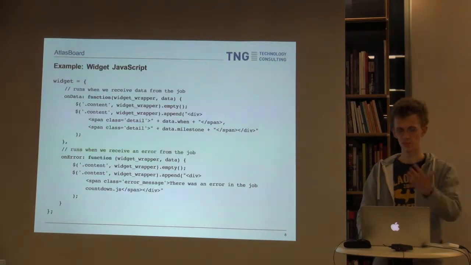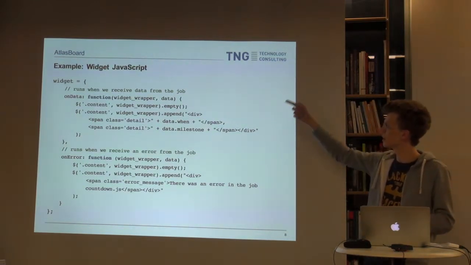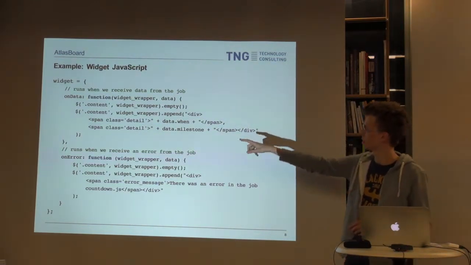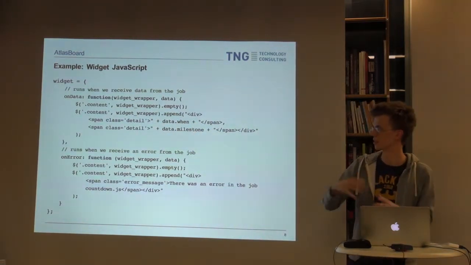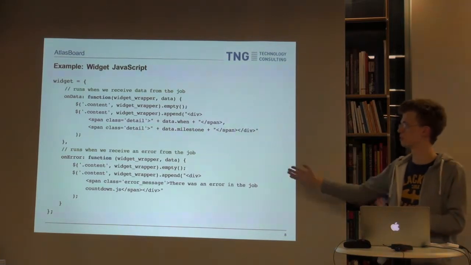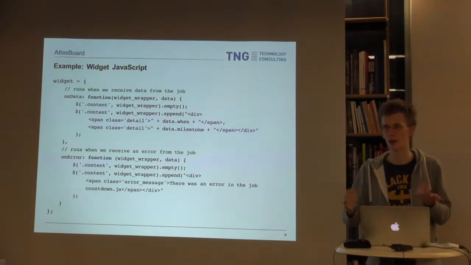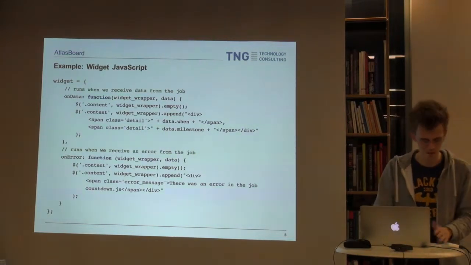Okay, so this is what a widget example would look like. We have the onData method, and inside we always call in the context of the wrapping element. Also very nice, they provide an onError event, which you can use to show an error message to the user.